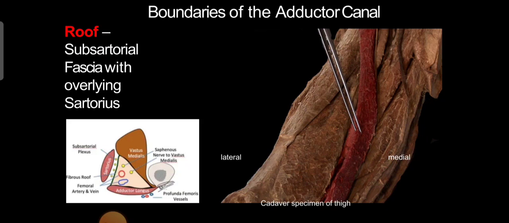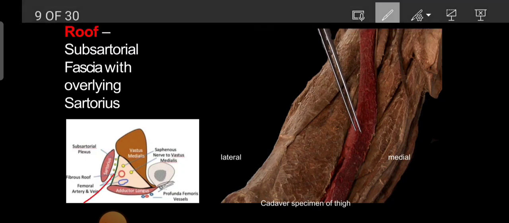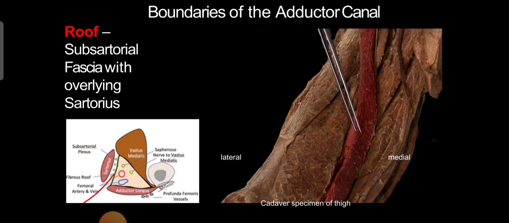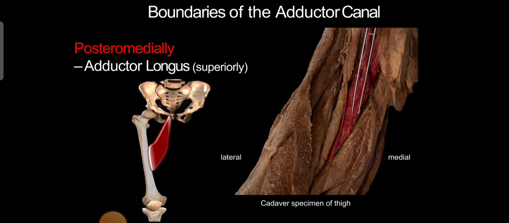In between the sartorius and the subsartorial fascia, there is a plexus of nerves, which is known as subsartorial plexus. This subsartorial plexus of nerves is formed by the medial cutaneous nerve of the thigh, saphenous nerve, and anterior division of the obturator nerve. This plexus supplies the overlying fascia lata and the skin.